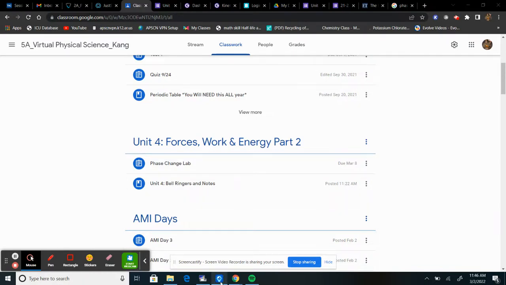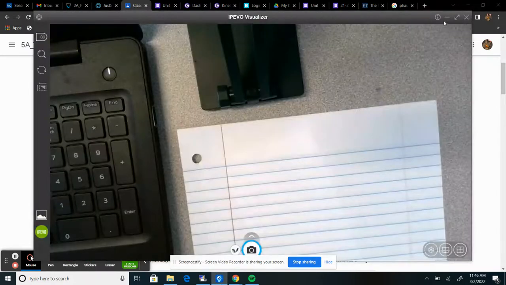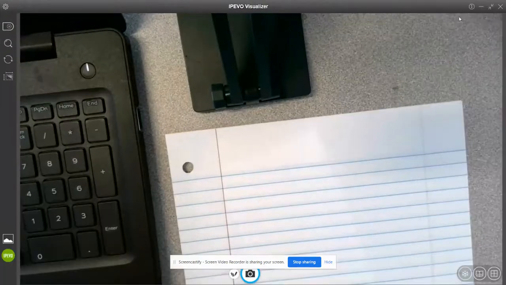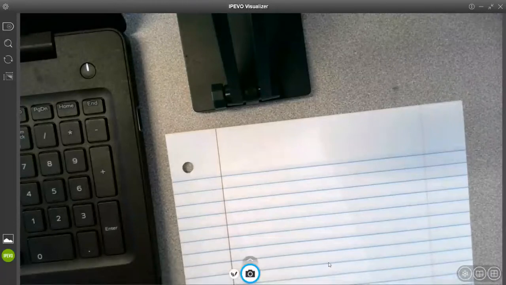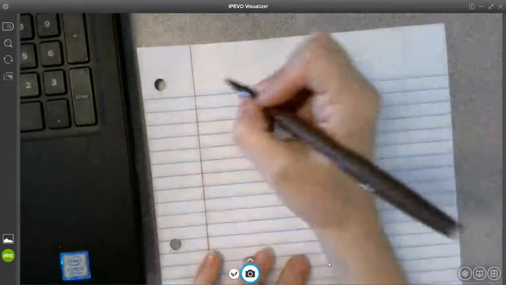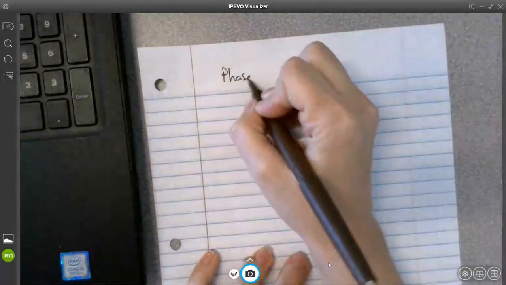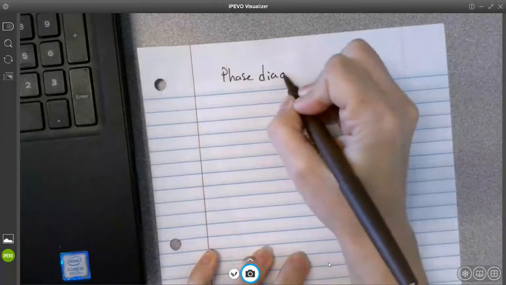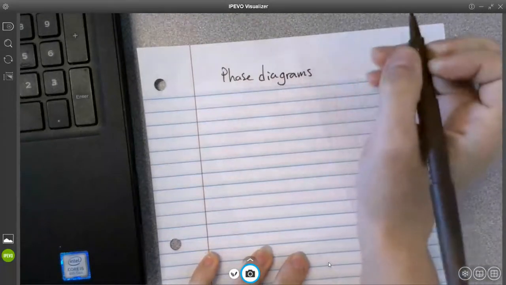So before we get into our assignment for today, we're going to go ahead and look at some notes real quick. We're mainly going to look at what is called a phase diagram. And you may have already seen one of these before in the past. But these are going to be called phase diagrams.